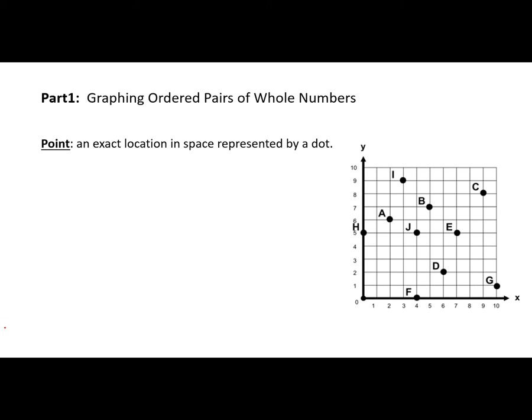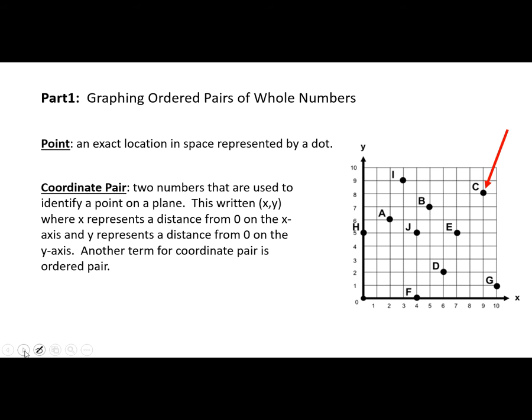Now, a point is an exact location in space represented by a dot. So this is considered a point. That's what it's referenced as. It's a location. The coordinate pair for that dot, that helps us identify where this dot is located, are two numbers that are used to identify the point on the plane.